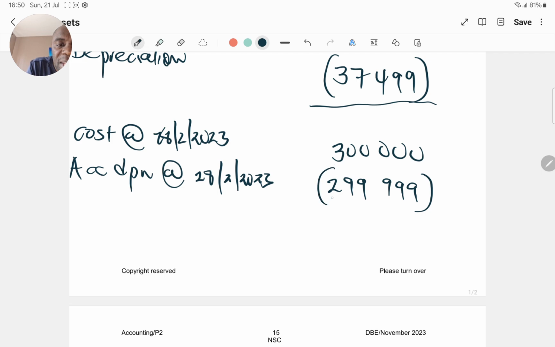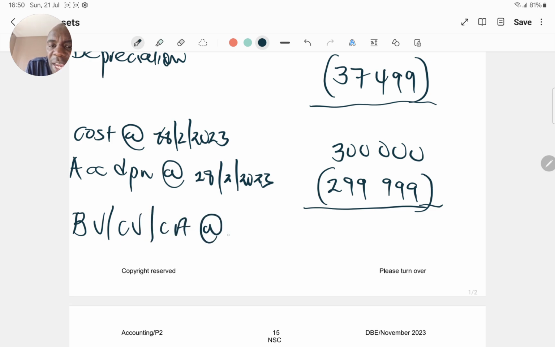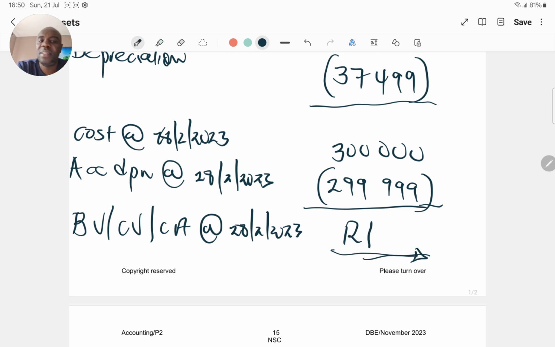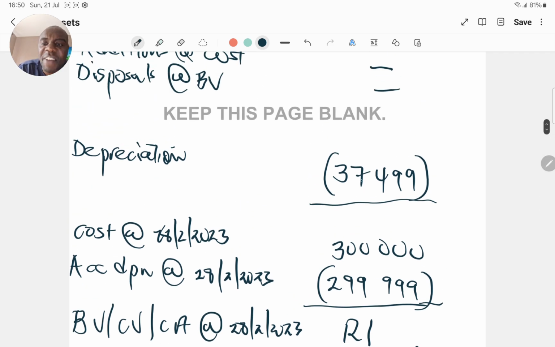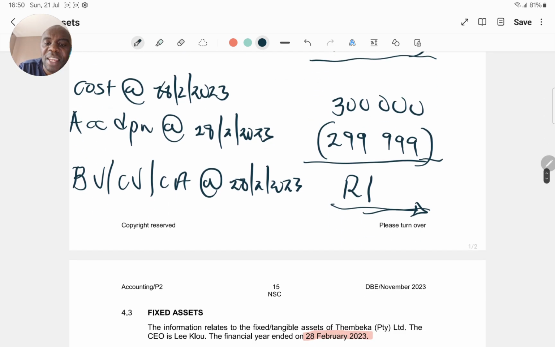So what is the book value of this asset at the end of the year? This is book value, or it can be carrying value, or carrying amount at the end of the year. It only becomes 1 rand. So if we had put 75,000 here, it would mean that the book value at the end of the year would have been negative, and we cannot record negative values for assets.